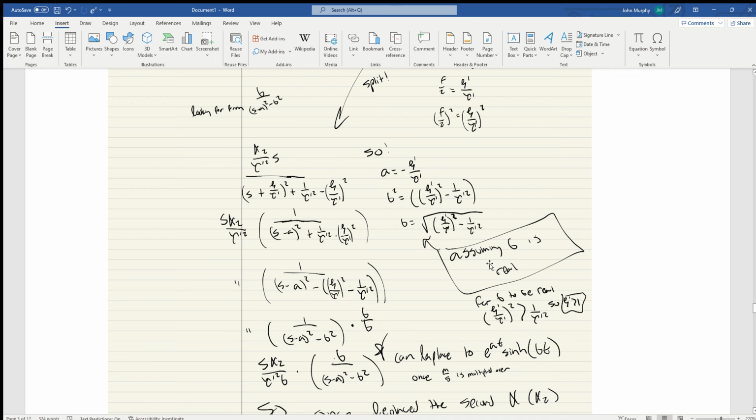So therefore we know it's going to be an overdamped process reaction.